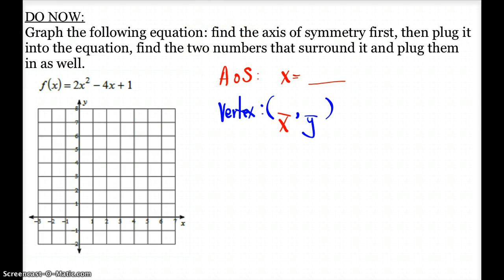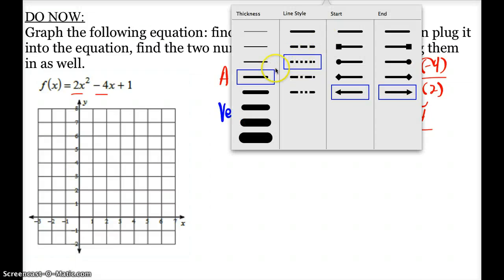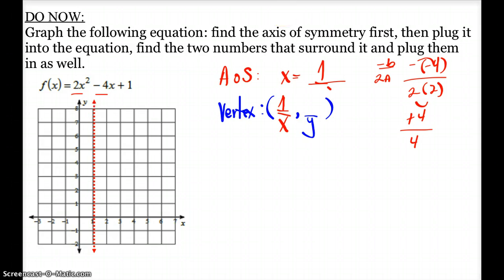Okay, so let's start by finding this negative b over 2a. That's this one, negative b over 2a. That's the axis of symmetry. Negative, and our b value is negative 4. And our a value is 2. So negative times negative is a positive 4 over 2 times 2, which is 4. That gives us a 1. So our vertex is 1, comma something. Our axis of symmetry should be at x equals 1. Right there. That is our x equals 1. Okay, that's our axis of symmetry.